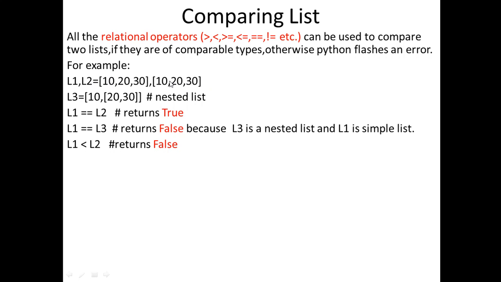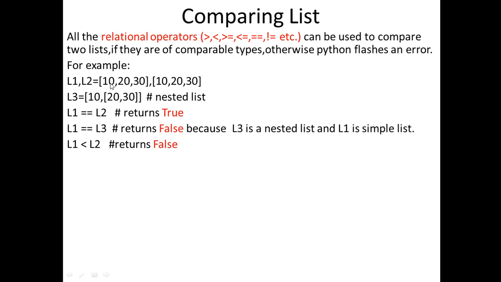L1, L2, same type of list, L3 is the nested one. So if I write L1 equal to L2, print L1 equal to L2, L1 and L2 both at the 0th index of both lists will have the item 10, at the first index 20, and for the second index of both lists is 30.